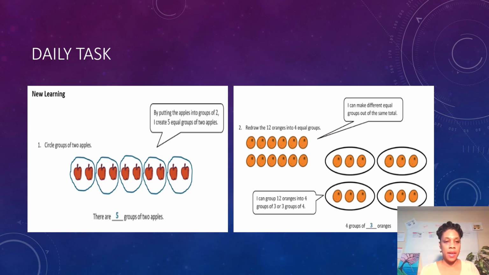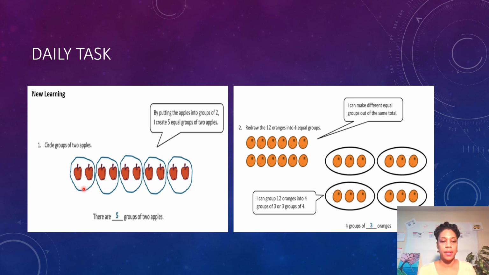All right, so now we're at our daily task, which incorporates some new learning strategies for us. Today, we're going to look at making groups. So the first problem states that we're going to circle groups of 2 apples. That means we're going to put 2 things to make one group. So if I have 2 apples, like I have here, 1, 2, if I circle it, this makes a group.